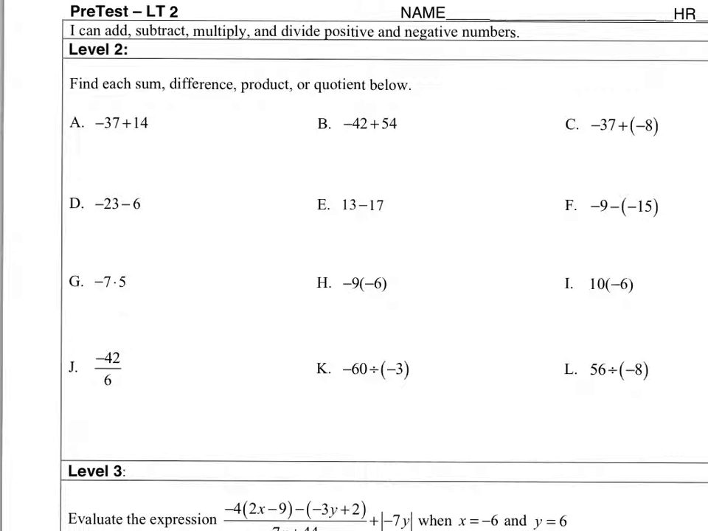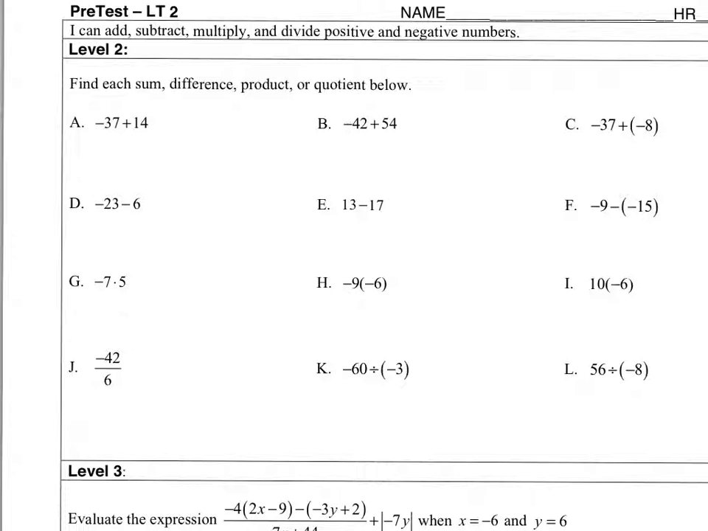Hey everyone, we're looking at Learning Target 2. Learning Target 2 is on adding, subtracting, multiplying, and dividing positive and negative numbers. And in the Level 2 style question, you have a mixture of addition, subtraction, and multiplication, and you need to be able to do this accurately.